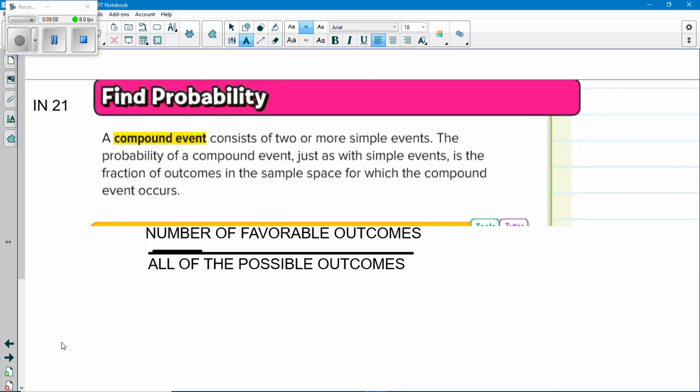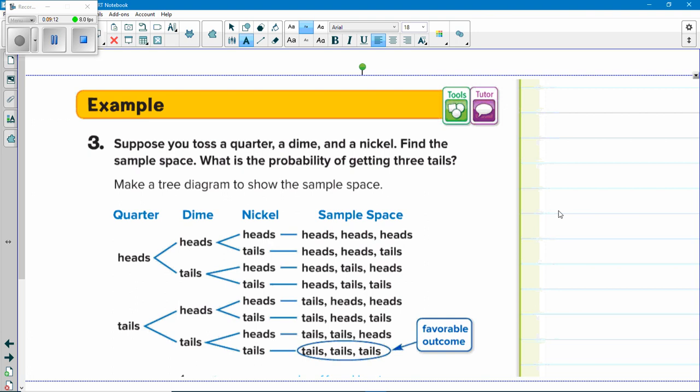Now I'm going to take it further and blow your mind up a little bit. Okay, further down the page. Suppose you flip a quarter, a dime, and a nickel. Find the sample space, then what's the probability of all 3 tails? So look, you flip a quarter, you can get heads or tails. Then you flip the dime, you get heads, and then heads, or heads and tails. See the tree diagram? Or tails and heads, tails and tails.